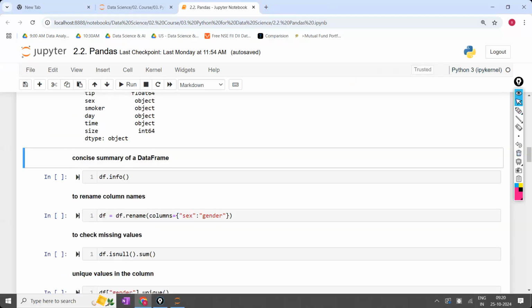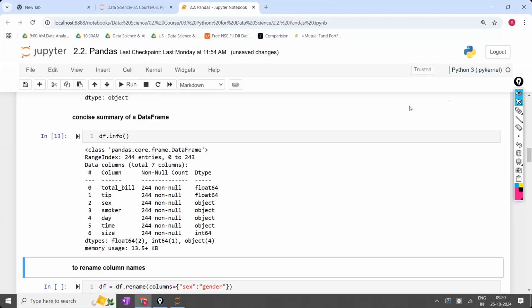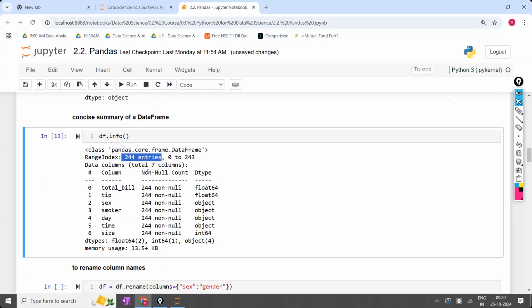Now df.info. What will df.info give? Records, columns, along with the column names, column index numbers, and the dtypes. All the options it will give. So the number of rows, the number of columns, and each column name and column index number along with the data types. Right?